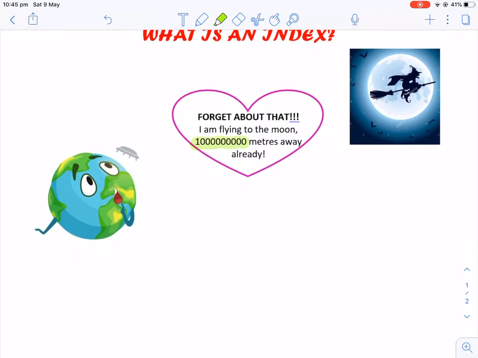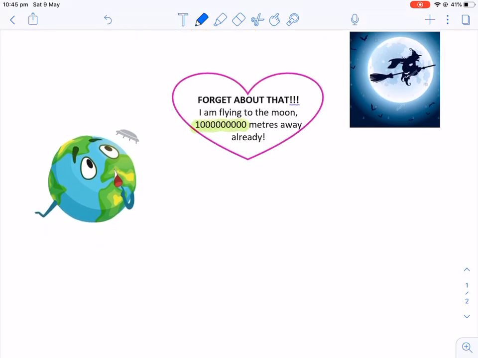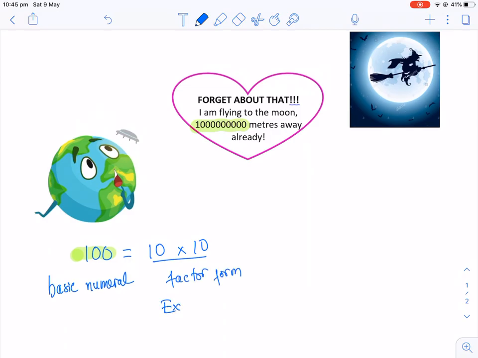So let's work it out with a small number first. Do you remember 100 equals what? Equals 10 times 10. And in mathematics, we call this one the basic numeral. This one is factor form or expanded form of a number.